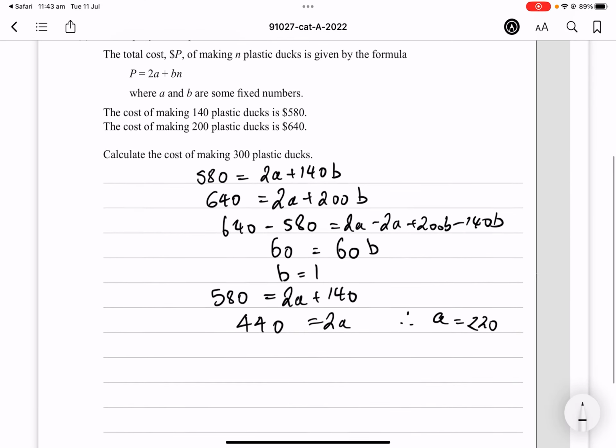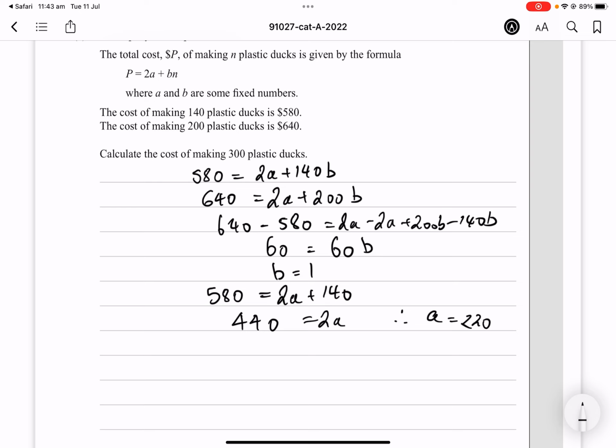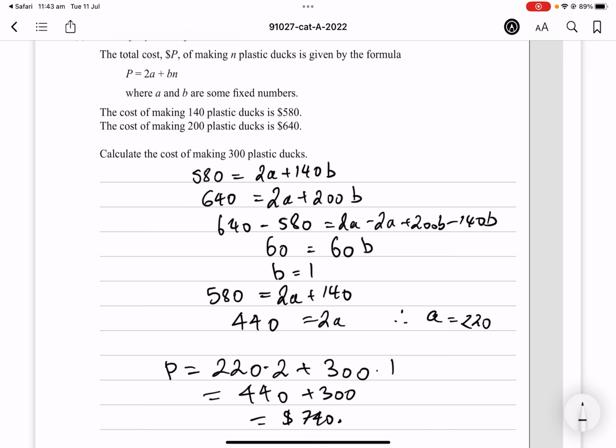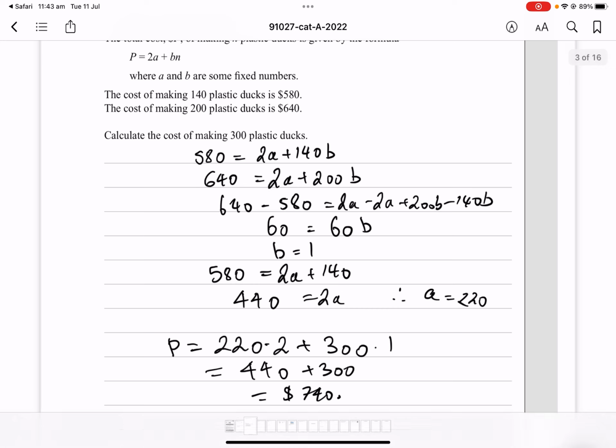And now we can substitute 300 into the equation to find the cost of making 300 plastic ducks. So P is equal to 220 times 2 plus B times N, so that's 300 multiplied by 1. That is equal to 440 plus 300, and that is equal to $740. And that is the final answer for this question.